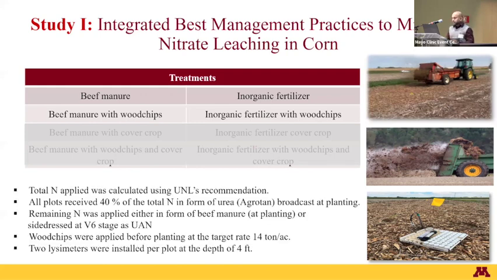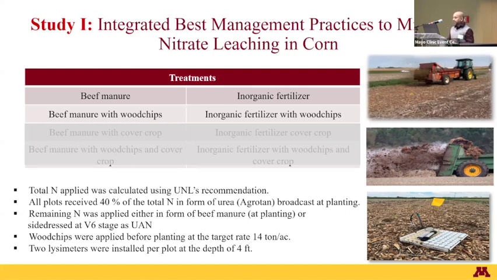So each treatment in this study received the same total amount of nitrogen in the season, which was calculated every year using the UNL's nitrogen recommendation. And all plots in this study uniformly received 40% of their total nitrogen in the form of agrotain urea, which was broadcast applied at planting. And the remaining 60% of the nitrogen was either applied in the form of beef manure at planting for the manure plots, or in the form of UAN, which was side dressed at V6 stage for the inorganic plots.